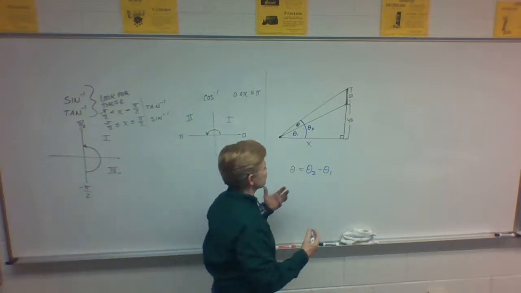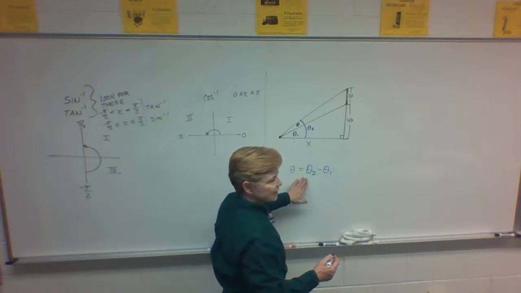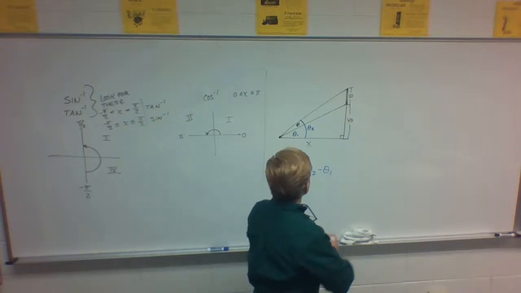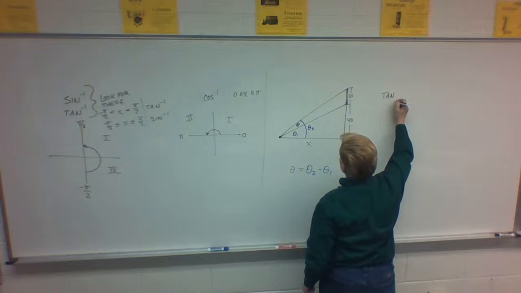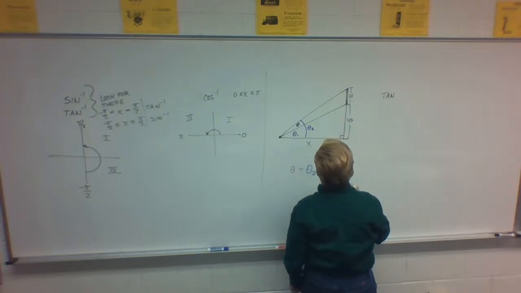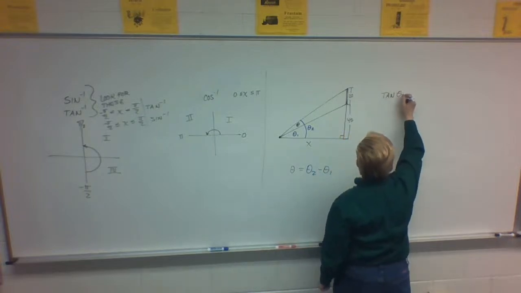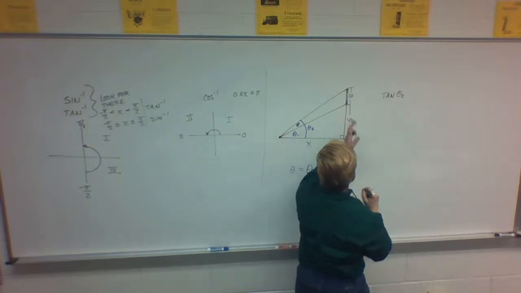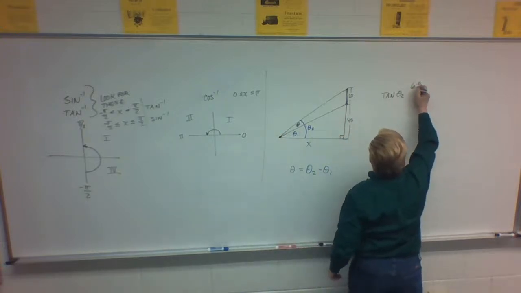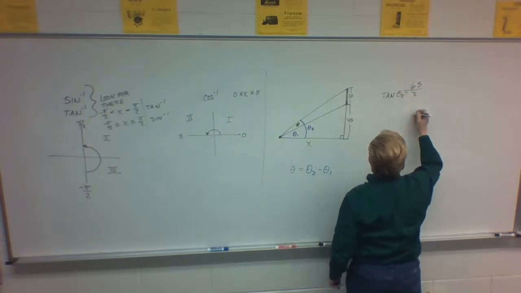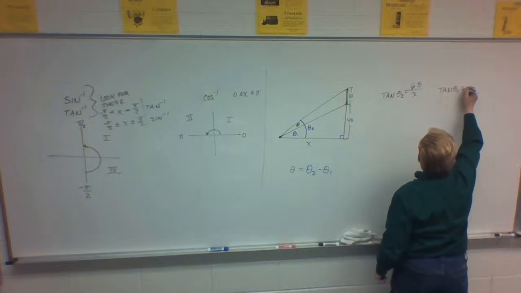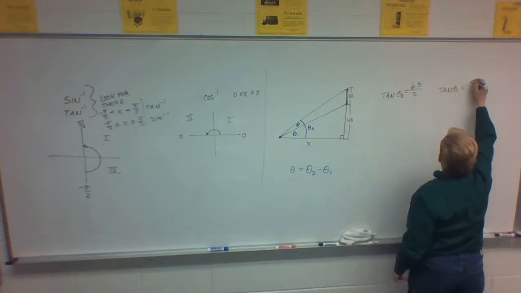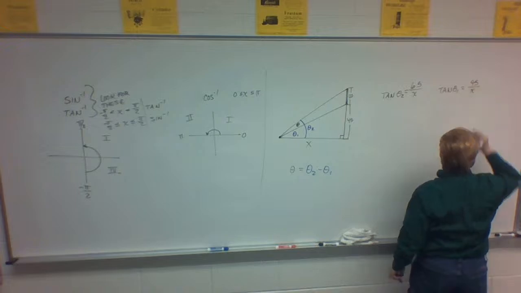So let's start writing some facts that we know about these triangles. It's opposite over adjacent, so we could say it's 65 over x. What are you saying? The tangent of what? Tangent of theta 2. Okay, you want to do theta 2 first. That's fine. Tangent of theta 2 is 65 over x. Exactly. What's the other one? Tangent of theta 1 would be 45 over x. Is that right?